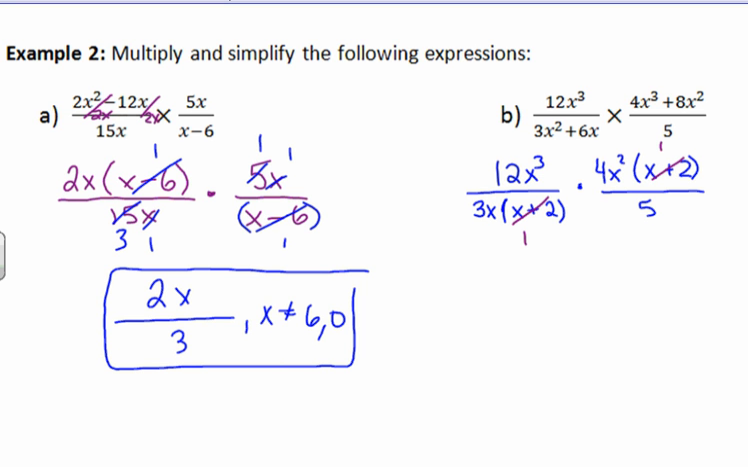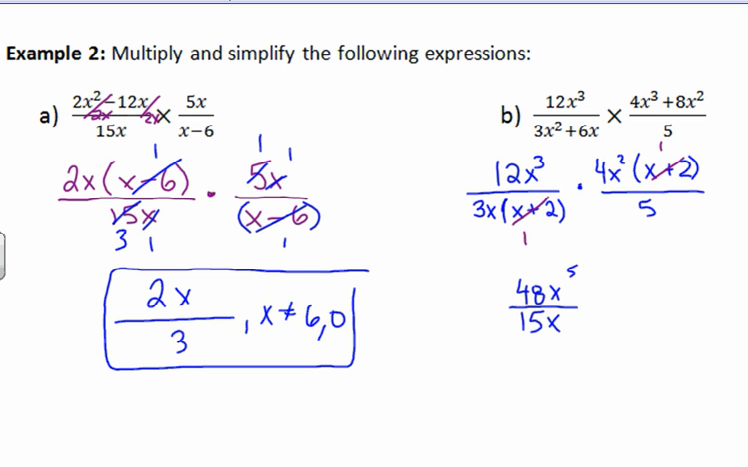If you get stuck here, like there's x's everywhere and numbers everywhere, you can start by multiplying straight across and then reduce. You don't have to reduce everything if you feel like you can't keep track of everything, right? We can still multiply across. 12 times 4 is 48. X cubed times x squared, x to the 5th, and then I have a 3x times a 5, 15x, and then reduce. So if you feel like there's so much canceling going on you can't keep track, just multiply straight across, then reduce.